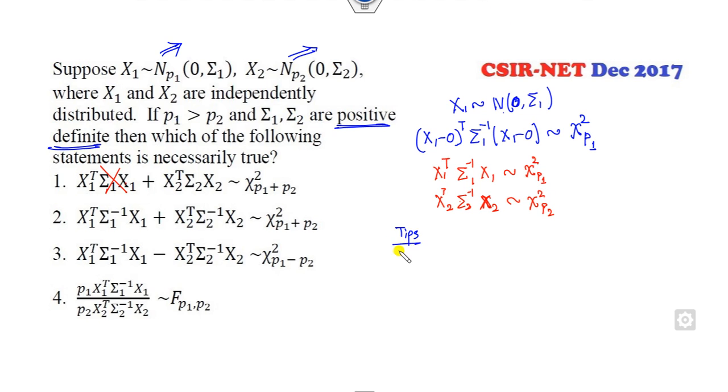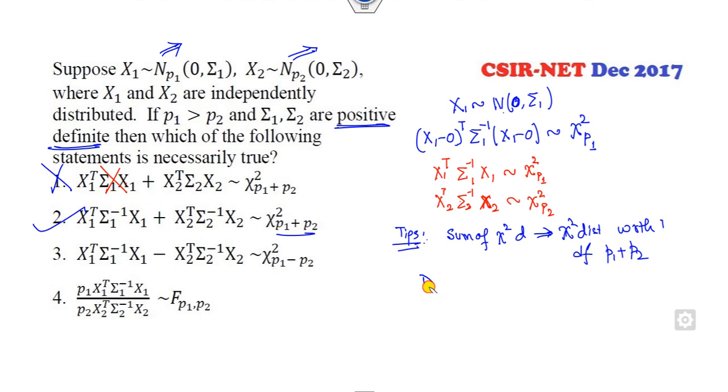Then the sum of two chi-square distributions is again a chi-square distribution, with degree of freedom equal to the sum of the degrees of freedom. So you can see this is correct. The difference option is wrong because it is not the inverse. The difference of chi-squares is also chi-square, but it is a non-central distribution, whereas this is a central distribution, so this option is cancelled out.